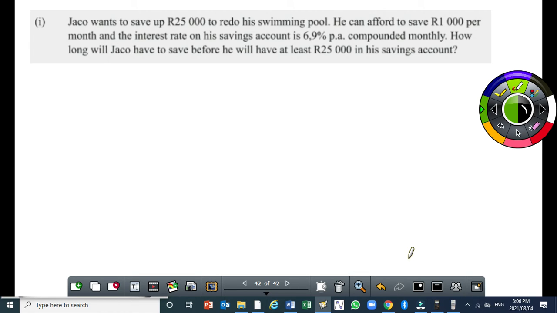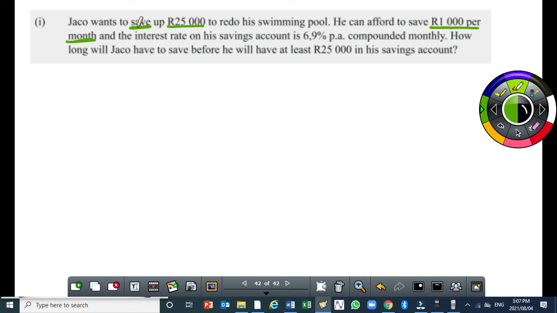So F is 25 what? Thousand. He can manage to save 1,000 a month. Okay? You can manage to save 1,000 per month. Now, because we have got this 1,000 a month, it's a clue that we are dealing with an annuity. But which one? The future value, because he wants to save money. So those are clues that you must look at when you get a question in financial maths in grade 12.